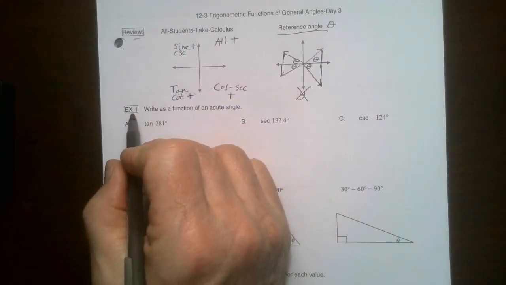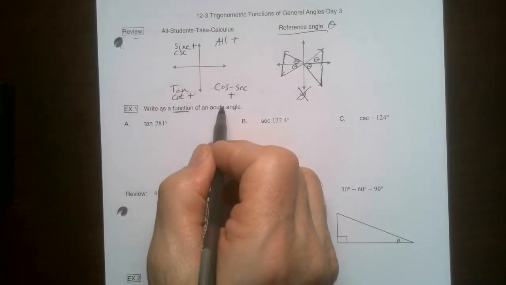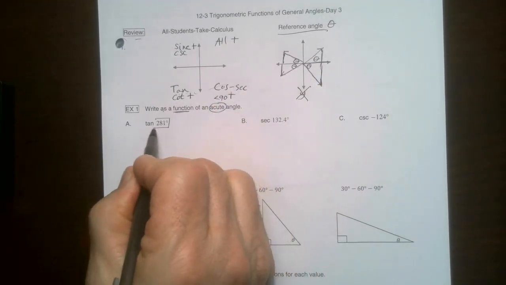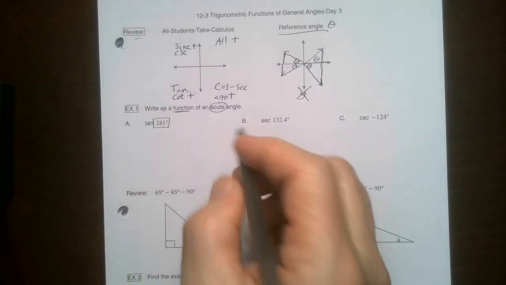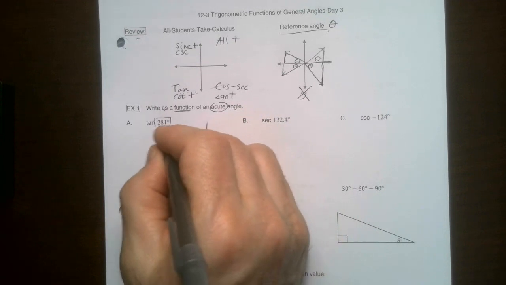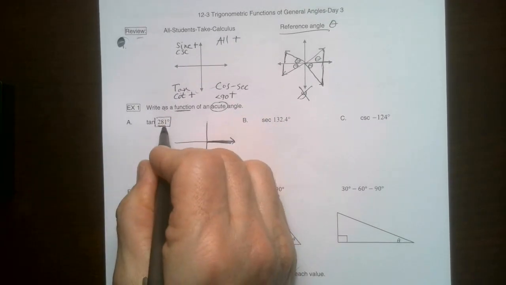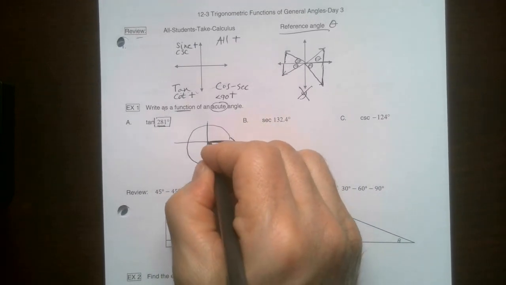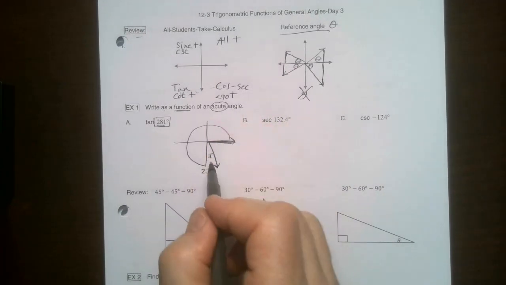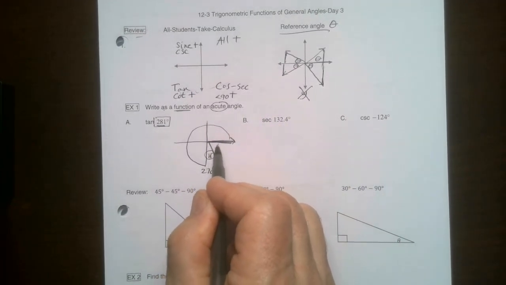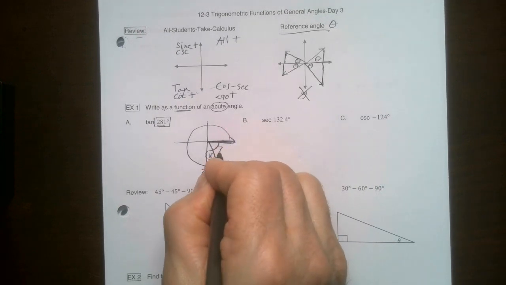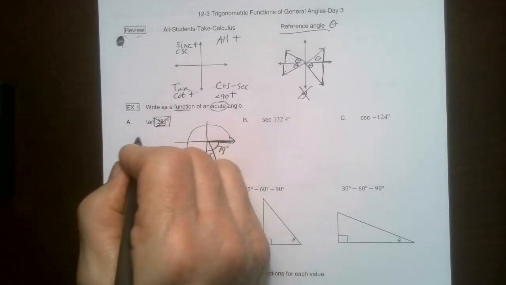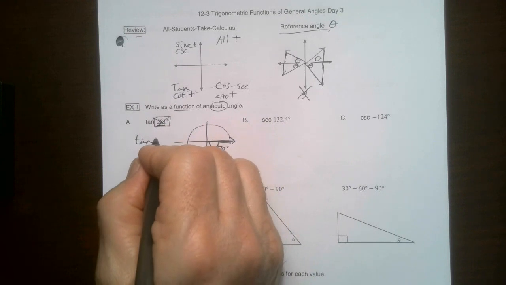So this problem says, write as a function of an acute angle, geometry, that means less than 90. So our job is to figure out a way to make this less than 90. Well, first of all, if we spin the spinner, like it says, 281 degrees, up there's 270. I would need to go 11 more degrees. Is this my reference angle? No, it's always here. So this would be 79. So what I'm going to do is take that out, and I'm going to write it as tangent of 79.